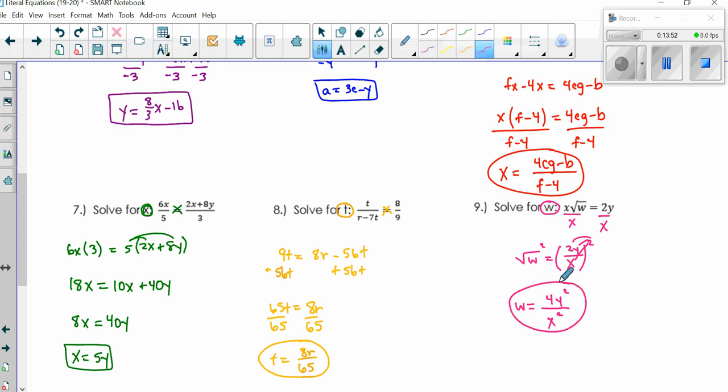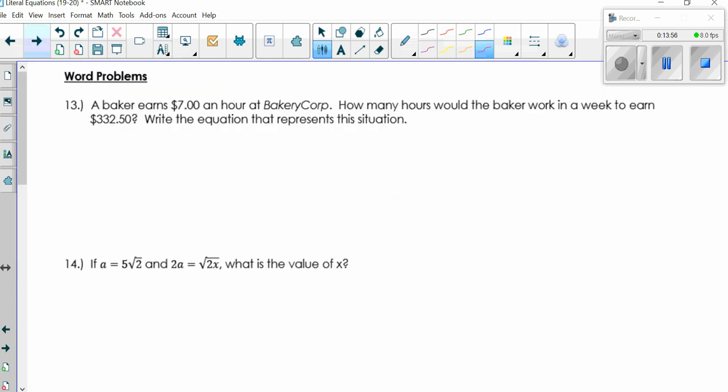All right, so those 6 problems on literal equations. The backside are problems that I found that kind of fit literal equations, but with the SAT in mind. So these are problems that I specifically pulled off of the SAT with manipulation of equations.